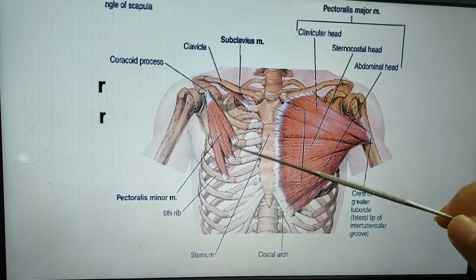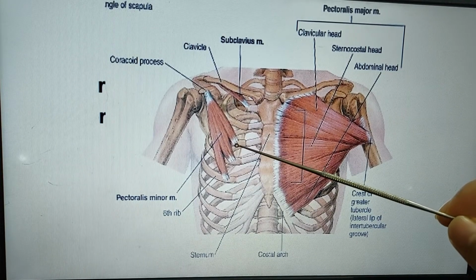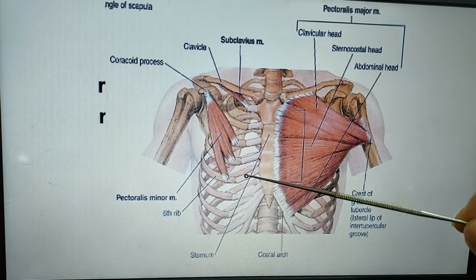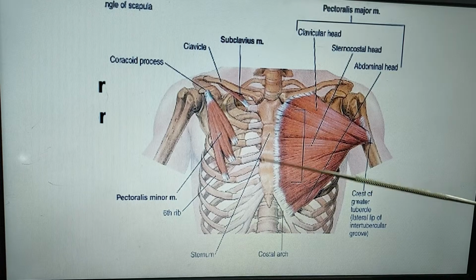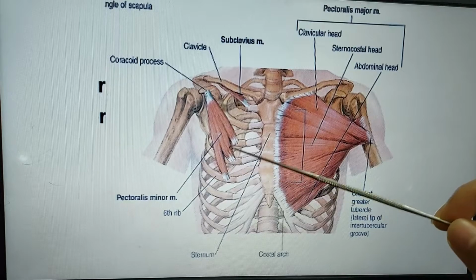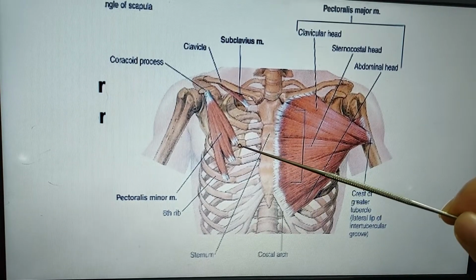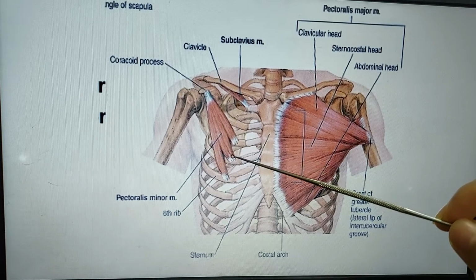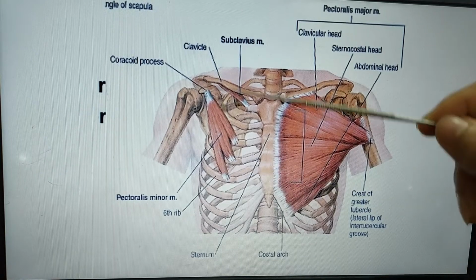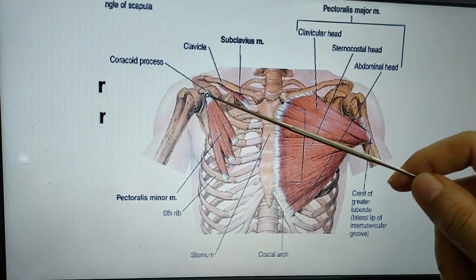Here we see the bony part of the rib, and this muscle originates from this bony part, but the medial side of the rib is cartilaginous. The pectoralis major muscle originates from this cartilaginous part, but the pectoralis minor muscle originates from the bony part. This is the first rib, second rib, third rib, fourth, fifth. So it originates from the third, fourth and fifth rib, and passes upward and inserts into the coracoid process.